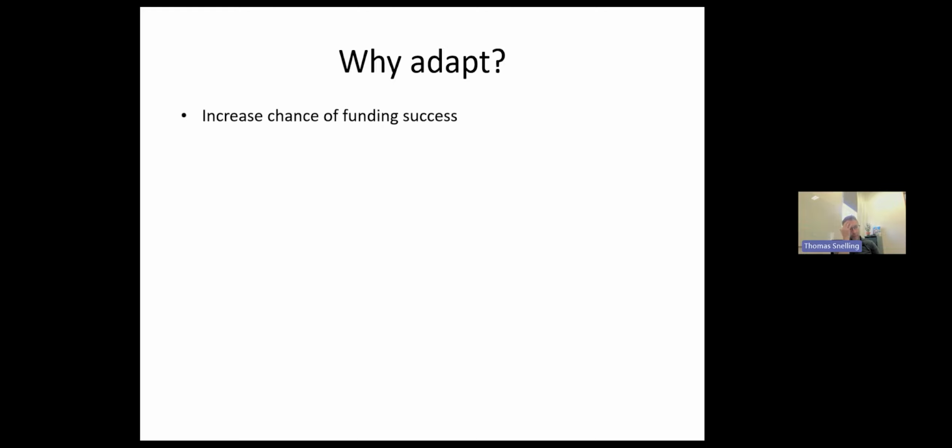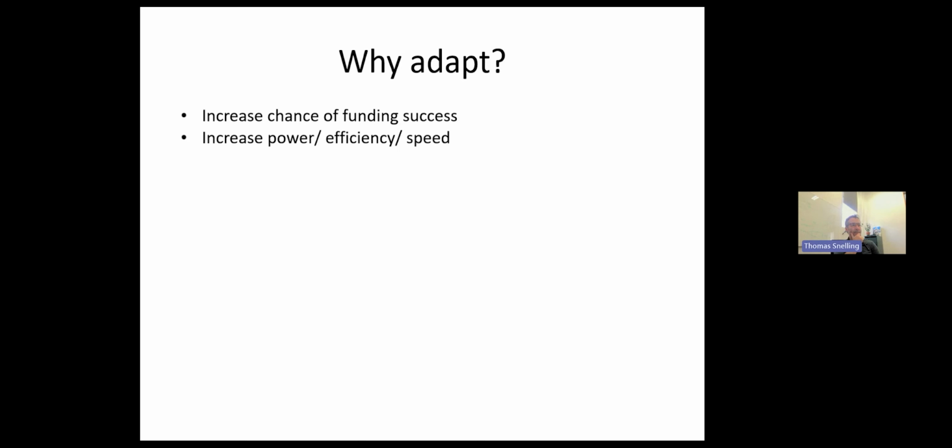So why would someone want to adapt? Starting from the worst reason for wanting to adapt, we're often approached by people who want to do an adaptive trial because they think this will increase their chance of funding success. That raises red flags for us. That's the worst reason in the world for wanting to implement adaptations in a trial.